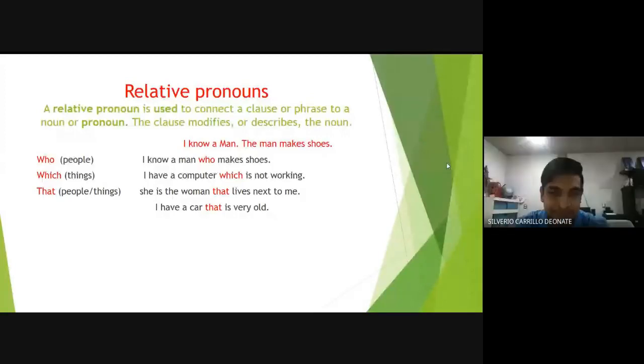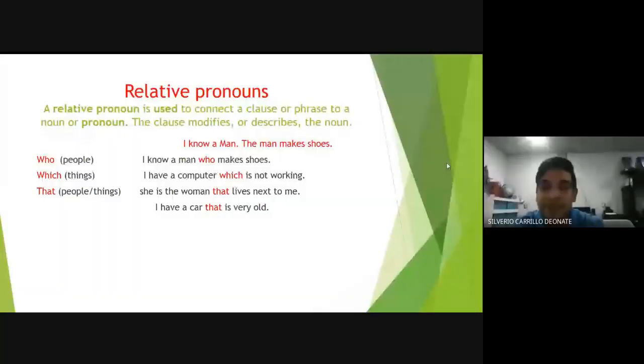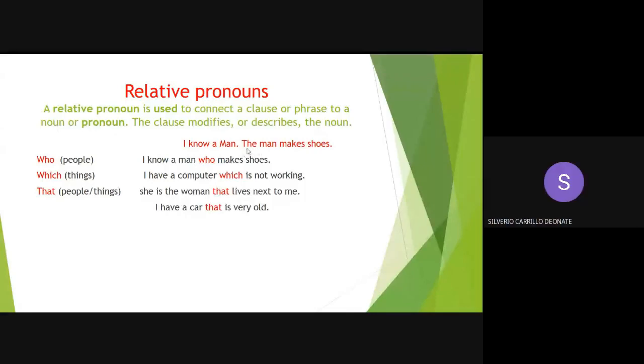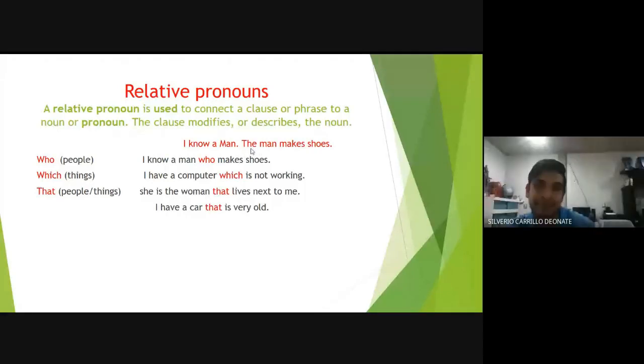So what we're going to do in here is that when we use a relative pronoun, cuando usamos un pronombre relativo, we're going to link or to turn those two sentences in just one. Vamos a conectar esas dos oraciones para que se vuelvan solo una y al mismo tiempo vamos a evitar la repetición de el pronombre o el sustantivo. Entonces vamos a tomar la primera parte. I know a man. And then in order to avoid repetition, para evitar la repetición, we're going to skip the word in here, man. Okay?